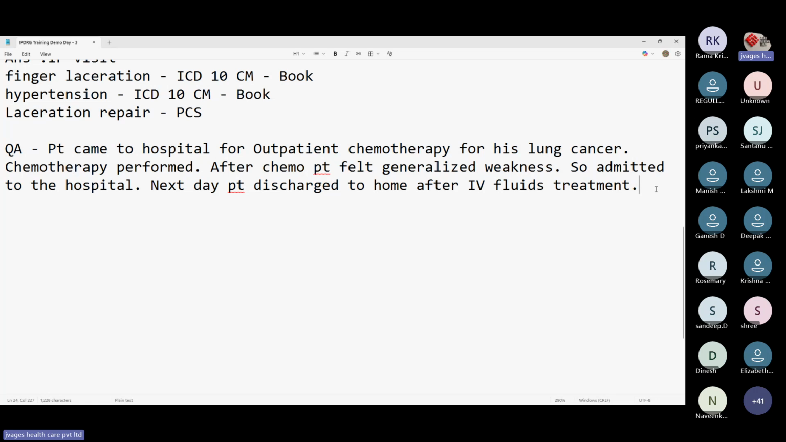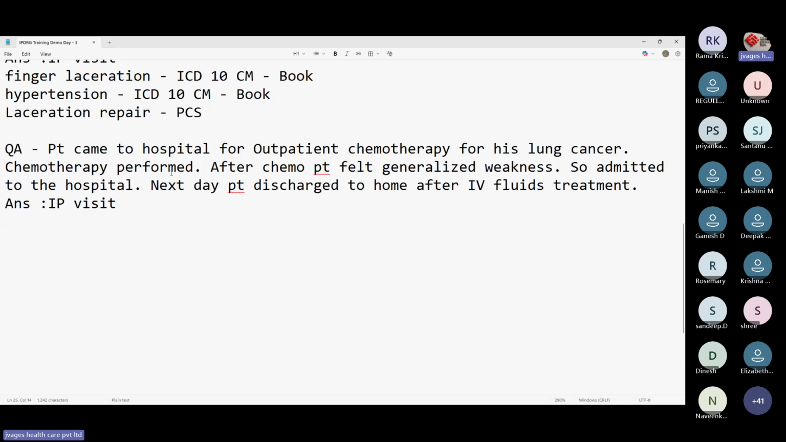Okay, an outpatient chemotherapy performed for lung cancer. Is this an OP visit or an inpatient visit? What is the type of visit this is? It is an IP visit.